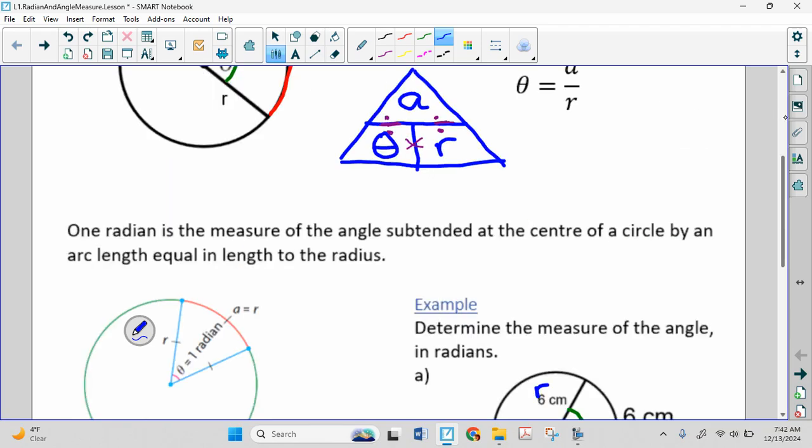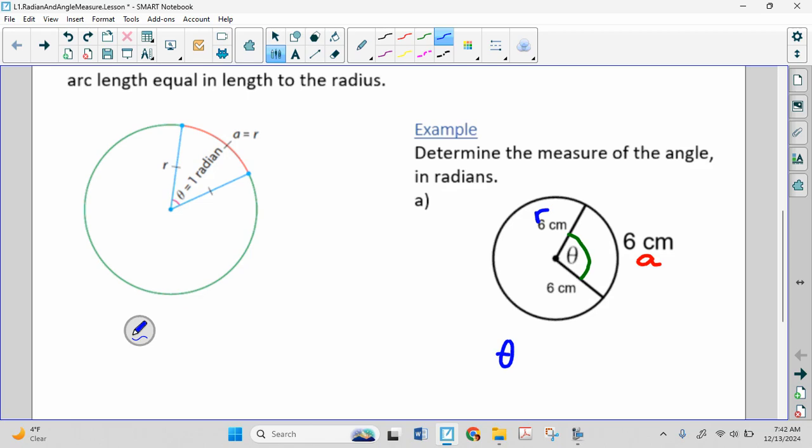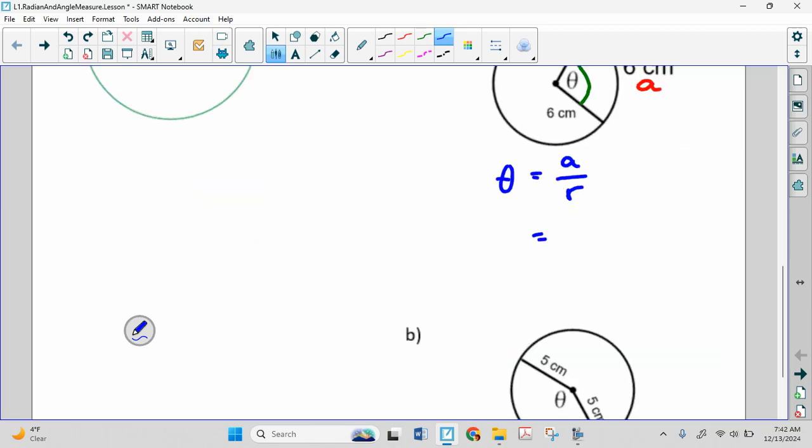So then I see theta equals arc length divided by radius. Theta equals arc over radius, which is arc of 6, radius of 6, there we go, 6 divided by 6 is 1 rad, because it's a radian, so our unit is rads. It's not like a degree sign or anything like that.